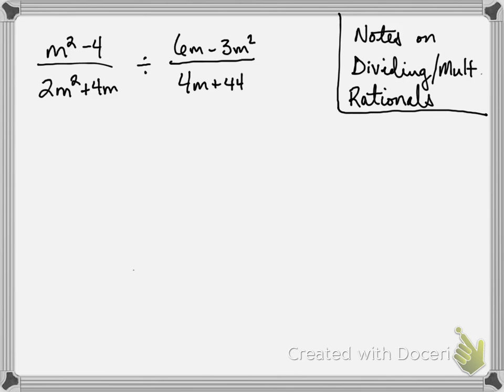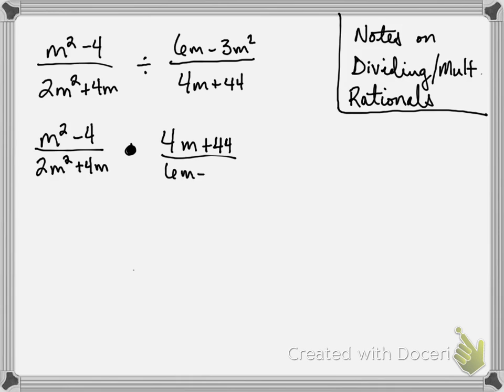There's a much more complex reason why, but you should have learned that a long time ago. We're just going to use that basic rule. So for this one, I'm just going to rewrite this as a multiplication problem. So this is going to turn into 2m squared plus 4m on bottom. Instead of division, we're going to multiply, and we're flipping. So 4m plus 44 goes on top, and 6m minus 3m squared goes on the bottom.